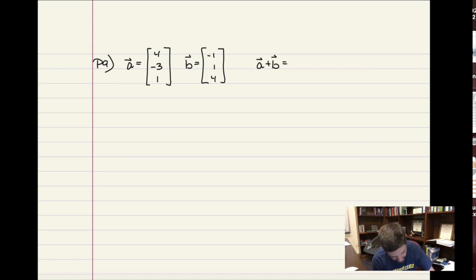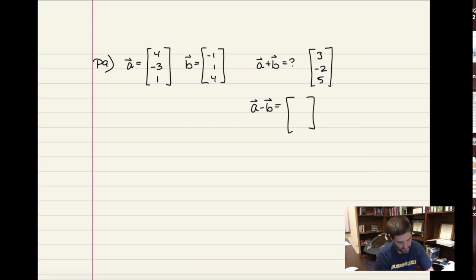And then the question is, what is A plus B? A plus B in this case is, I take the two x values, 4 and -1, and add them together. That gives me 3. I take the two y components and add them together. That gives me -2. I take the two z components and add them together. That gives me 5. What about their difference? Same idea, but I subtract b rather than add b. So instead of 4 minus 1, it's 4 plus 1. It's -3 minus 1, and then it's 1 minus 4 in that case.